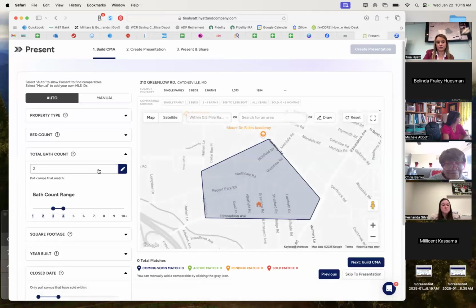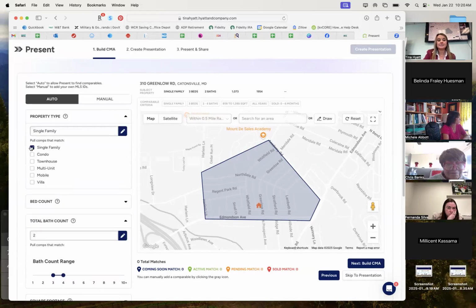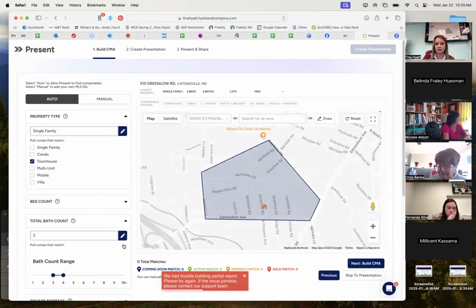It didn't pull up any other properties, right? I can take that out. Wow, it's still only pulling that up. My beds, I don't want to change that. It's not a single family. So maybe there's my issue, right? These are row houses. So really look at your options on the left-hand side. It's not a single family, it's a townhouse.